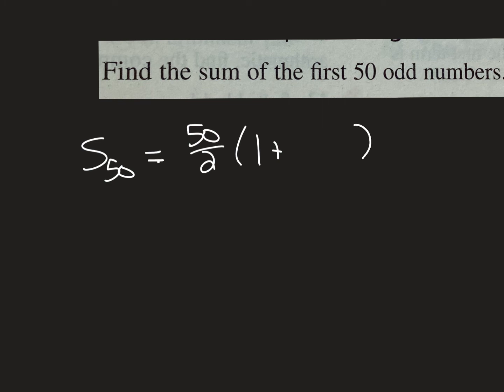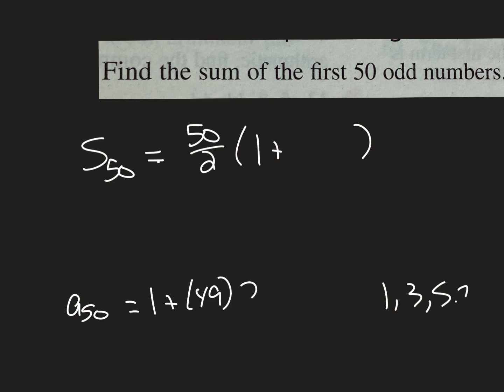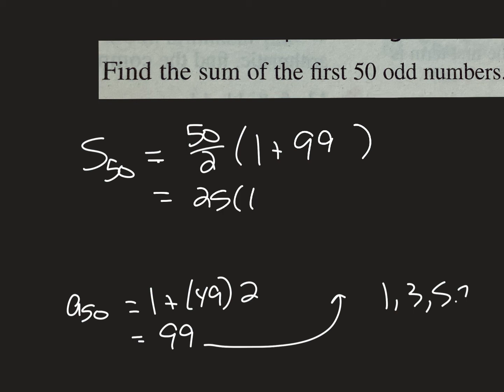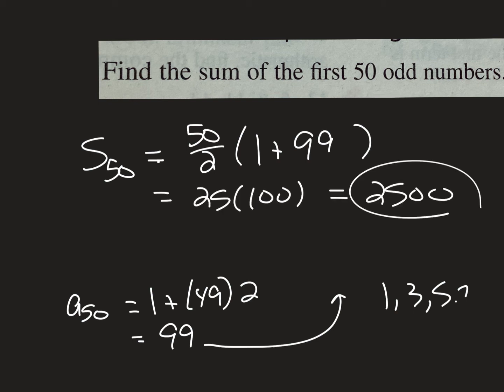So to find the 50th, I'm going to do what I did a second ago. What's the 50th odd number? First of all, the odd numbers go like this. Remember, 1, 3, 5, 7. So the first term is 1. I'm going to do n minus 1, which is 49, times d. The difference is 2. That's going to give me 99. And 99 is not the answer, but it tells me what to put up there in my formula. 99. So that gives me 25 out here, 100 in there, and I bet you that's 2,500, just guessing there. 2,500 if you add up the first 50 odd numbers.